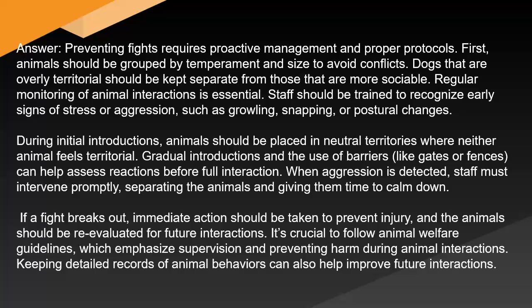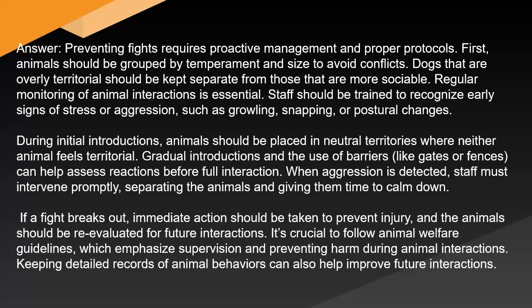Staff should be trained to recognize early signs of stress or aggression, such as growling, snapping, or postural changes. During initial introductions, animals should be placed in neutral territories where neither animal feels territorial. Gradual introductions and the use of barriers like gates or fences can help assess reactions before full interaction. When aggression is detected, staff must intervene promptly, separating the animals and giving them time to calm down.